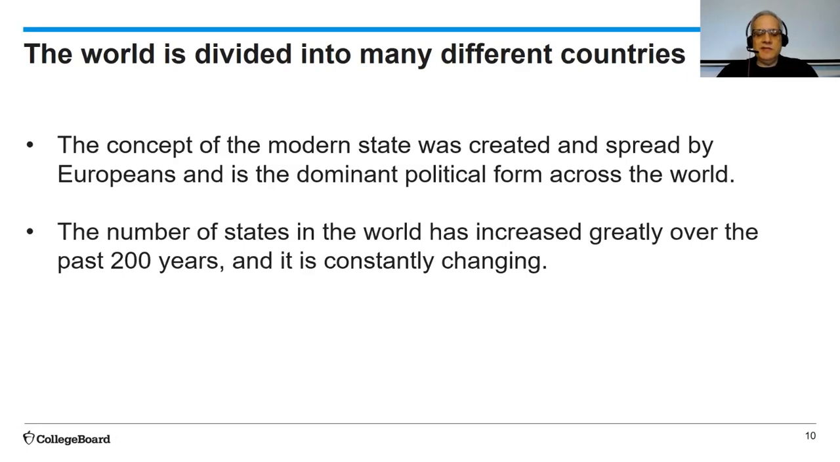The number of states in the world has increased greatly over the past 200 years, and it's constantly changing from 35 to 70 to 195. And of course, we're constantly adding new countries as time goes on. Most recently, we've seen countries like South Sudan or even Kosovo or other countries have been added to the world's number of recognized states.